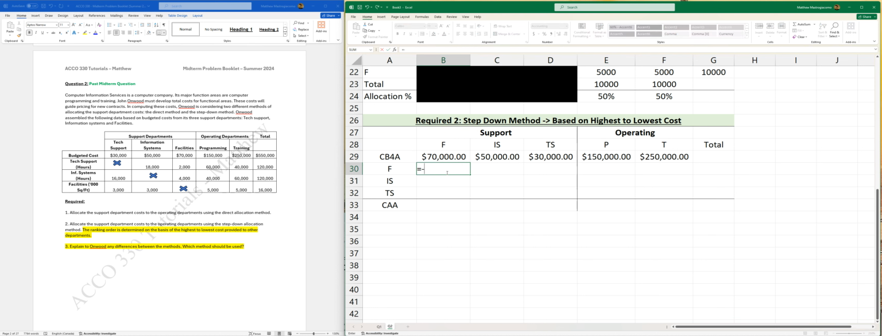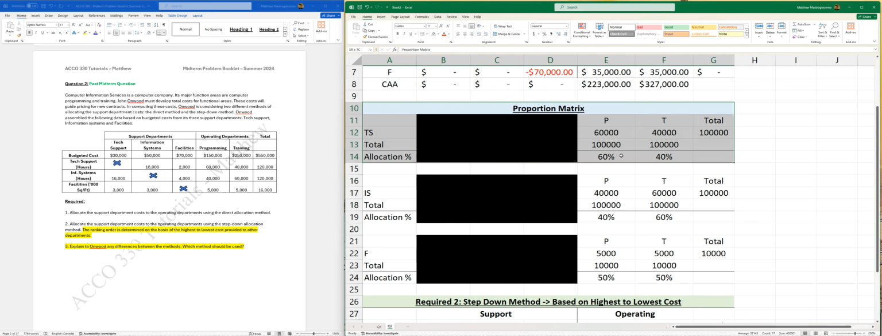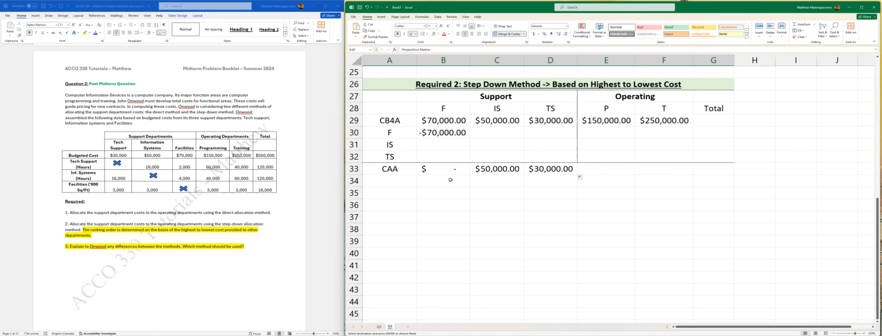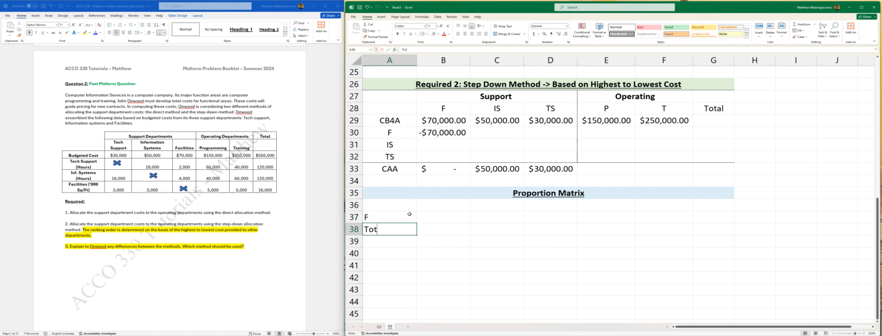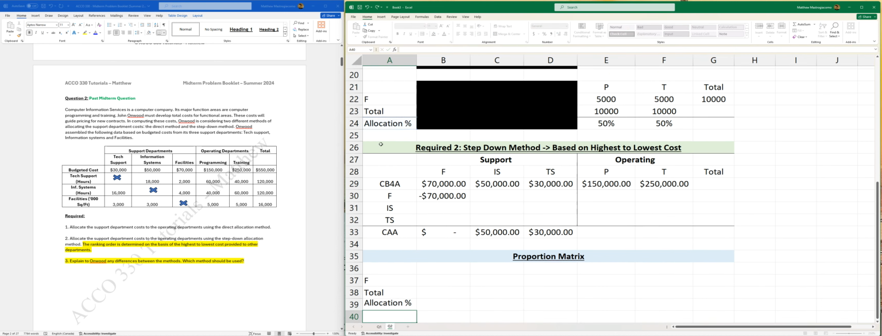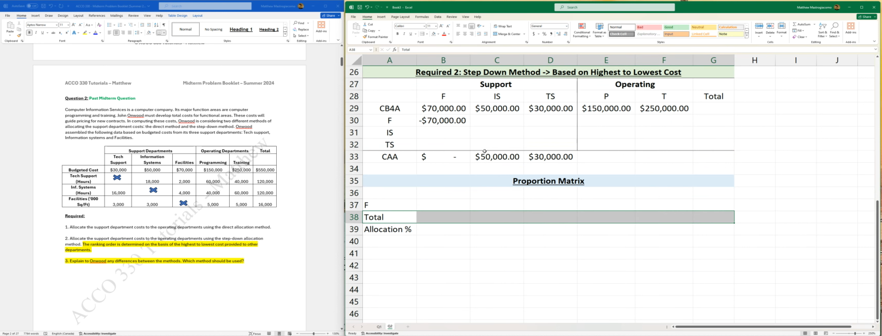So first off, facilities, guys, they have 70,000 cost to allocate because remember, at the end of the day, all your costs after allocations have to be 0. Okay, so let's go build our proportion matrix first and foremost. So for our proportion matrix, let's start off here with facilities because facilities is our first thing we're going to allocate. So we're going to put facilities here, total, and then allocation percentage. Okay, that's how we start off.